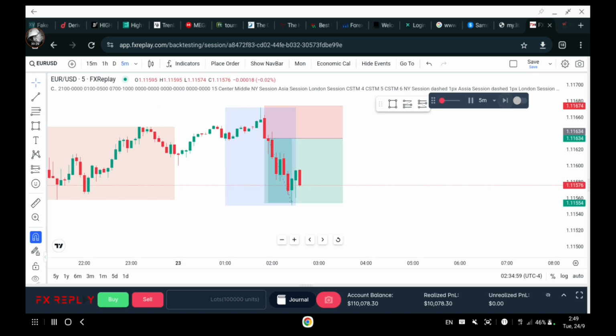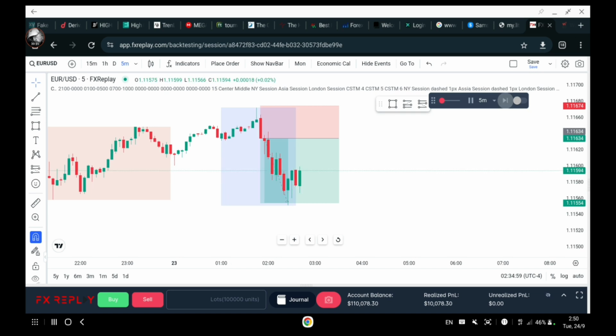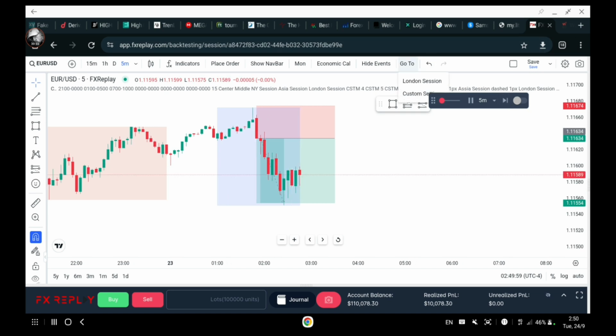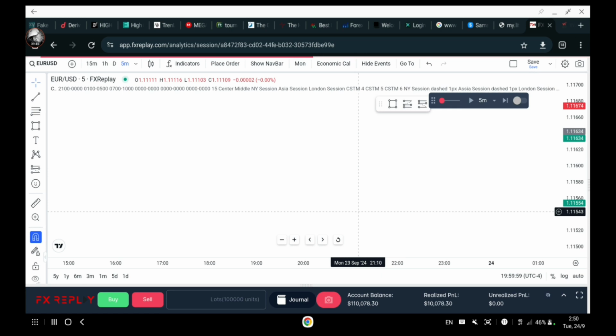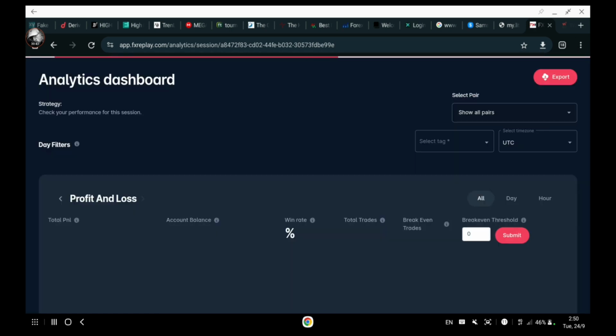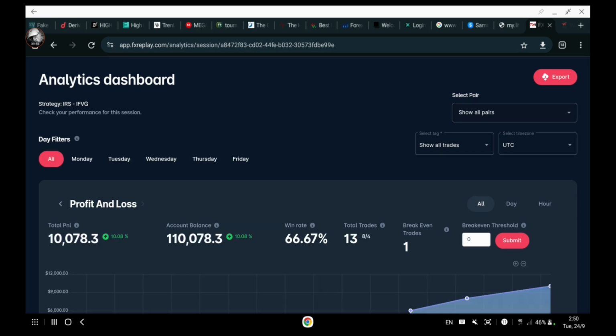Let's continue playing now. Let's move to the next day since we swept the previous day's low. London session, and the simulation is over. Let's see the analytics of this back testing session so we know how powerful the strategy is, from win rate to total trades, break-even trades, everything, and profit and loss.